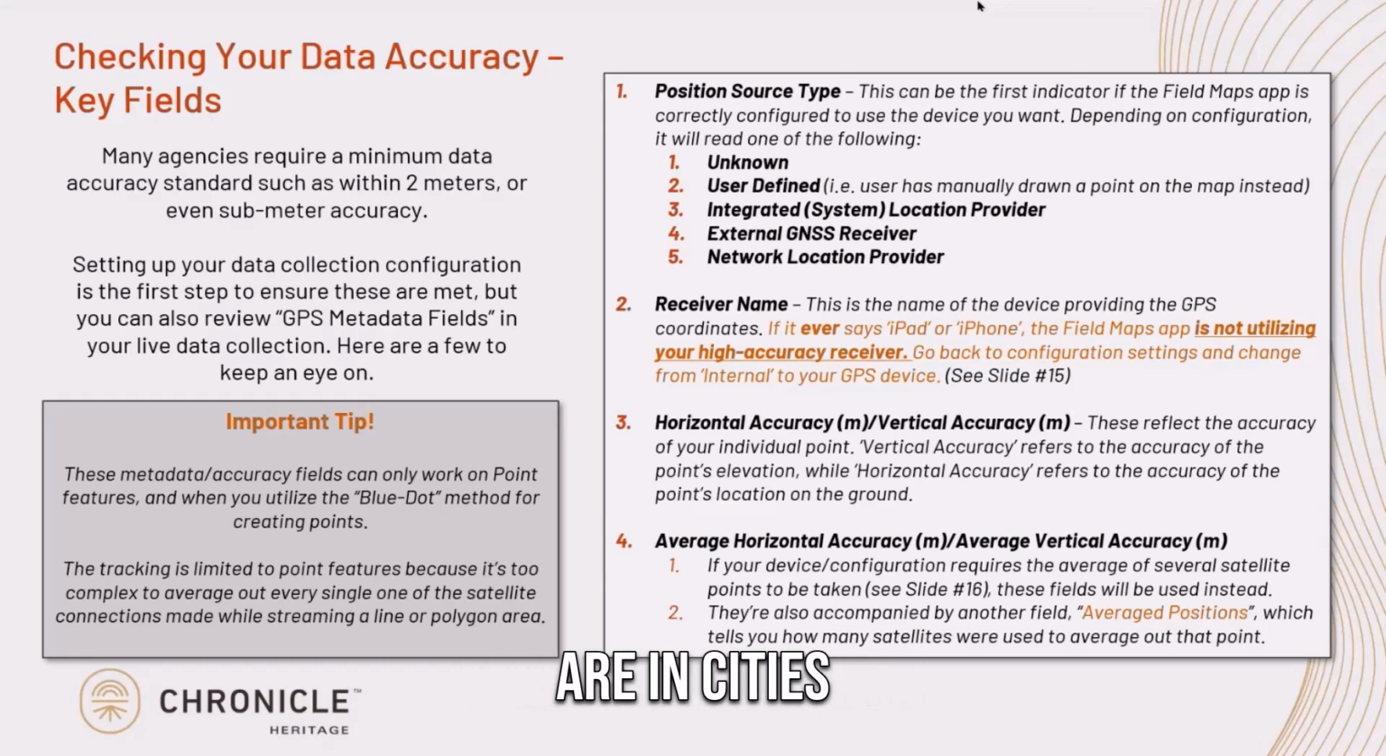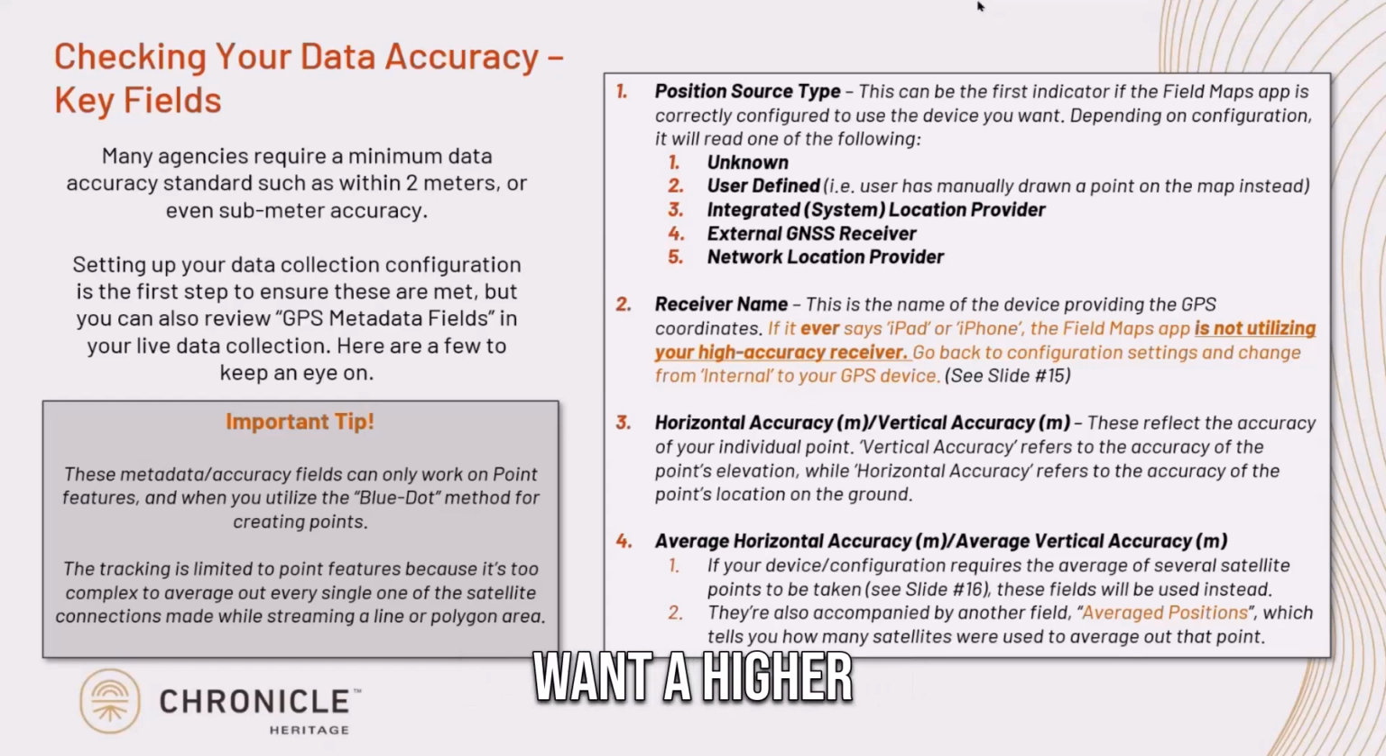So you have two main ones. The first is horizontal and vertical accuracy. These are always in meters and reflect the accuracy of your individual point. Vertical is the accuracy of the point's elevation, its Z value, while horizontal accuracy refers to the accuracy of the point's location on the ground. Generally speaking, most of our agency submissions are concerned with horizontal accuracy rather than vertical accuracy, but it's still good to keep an eye on both and make sure they're within the tolerances established for your project.